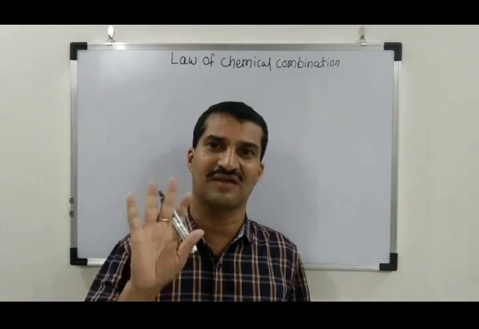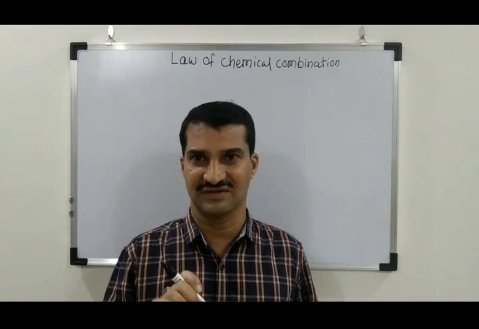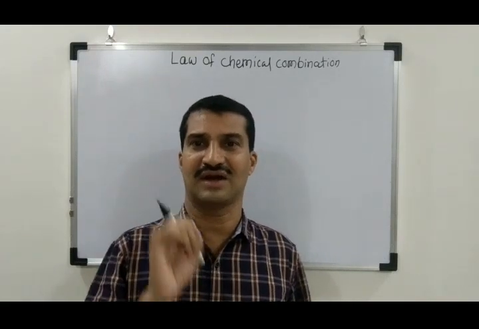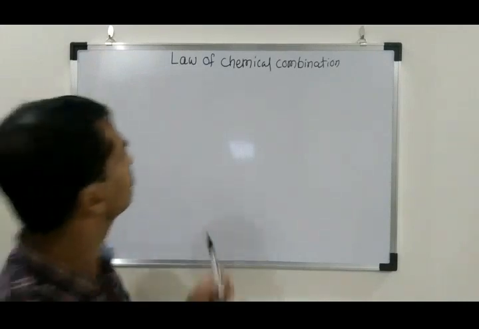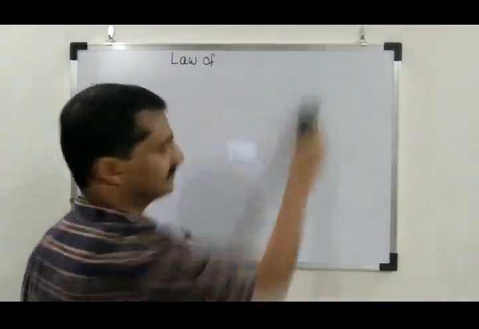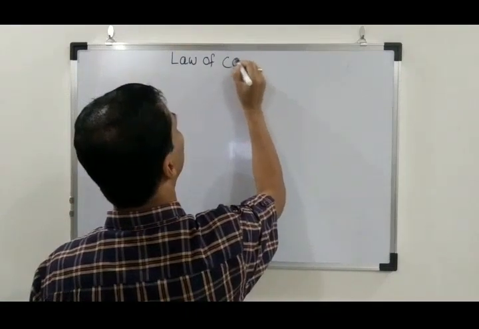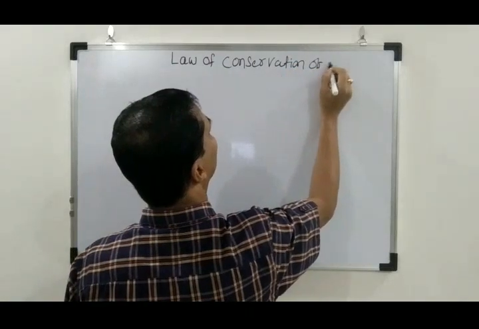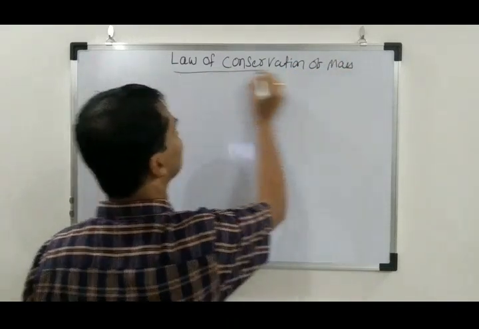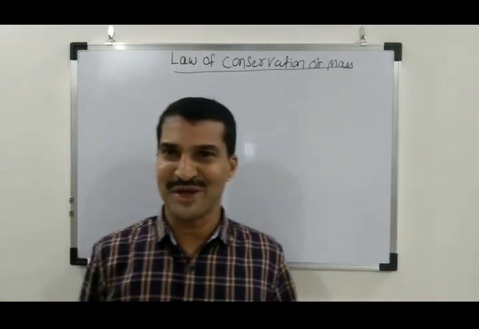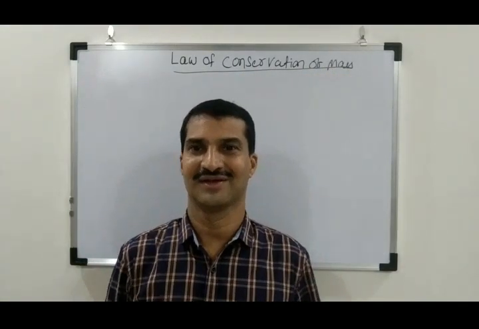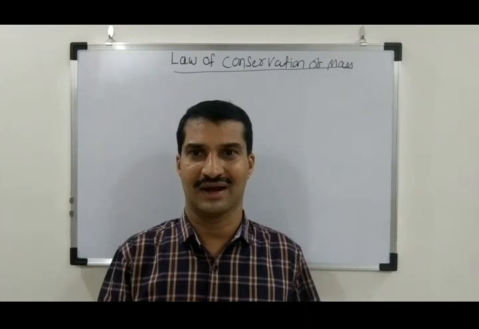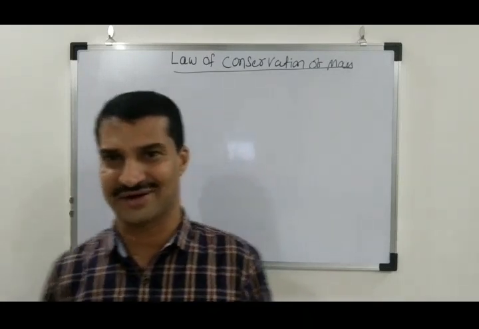So there are 4 laws of chemical combinations. The first law is called the law of conservation of mass. Okay, let us see what is the law of conservation of mass. So what do you mean by the law of conservation of mass? We have been studying this for a long time. From our primary classes also we know that matter or mass can neither be created nor destroyed.